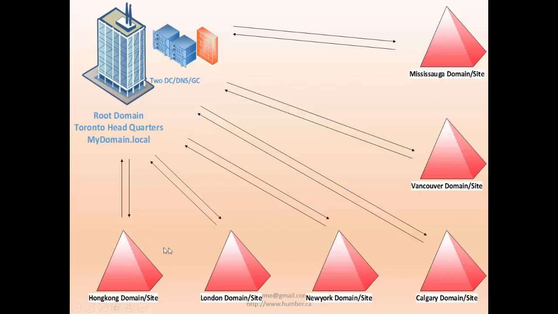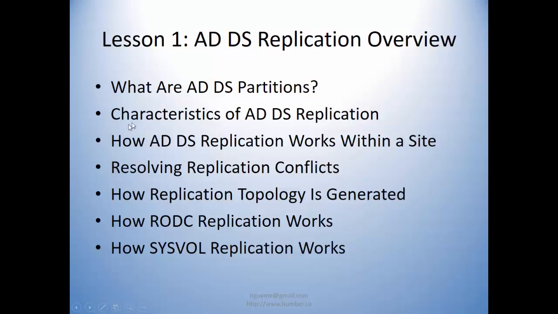So there are 6 sites here that we're going to be creating. These will be, of course, not the actual sites, but the way we create them will be exactly how you would do it in a production environment. So root domain Toronto headquarters, this is just a diagram that shows that, but what is the ADDS replication overview? What are Active Directory partitions?